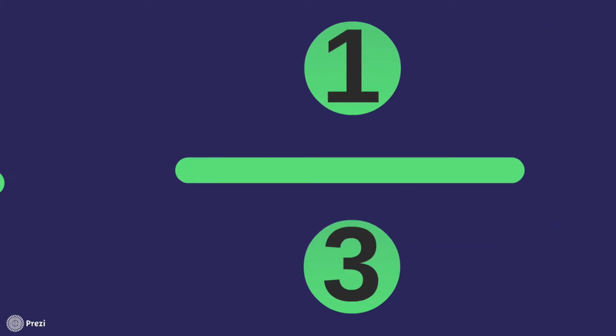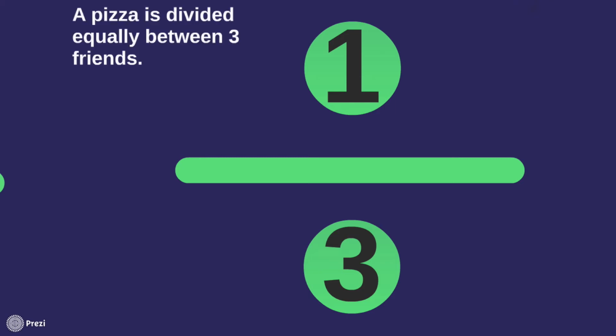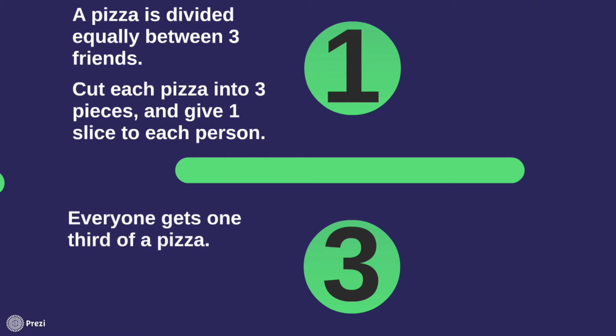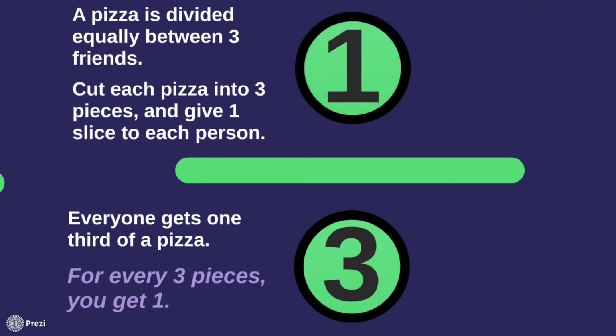If we look at this example of 1 divided by 3, that means, say, that you're going to have a pizza divided equally between 3 friends. 1 divided by 3. So to make that happen, you cut the pizza into 3 pieces, and you give 1 slice to each person. Therefore, everyone gets 1/3 of a pizza, and you can see that fraction there, 1/3. And at the same time, it means that for every 3 pieces there were, you get 1. And that's the ratio. It means for every 3, you get 1.